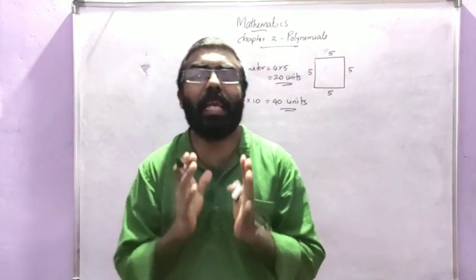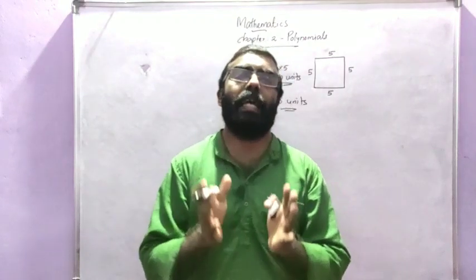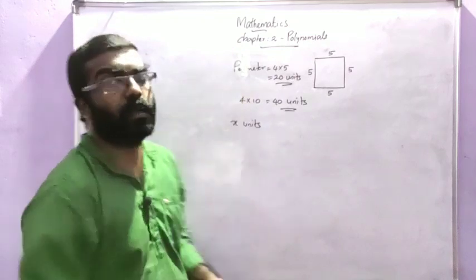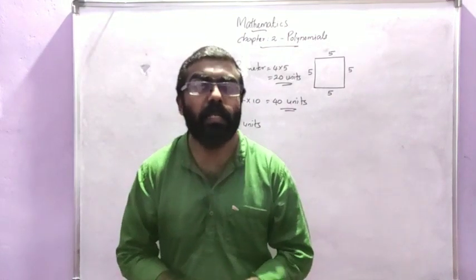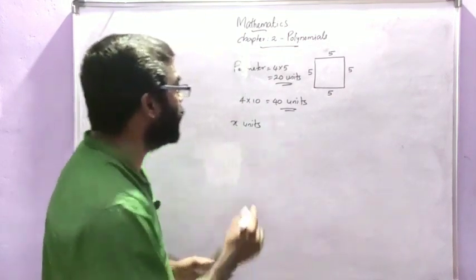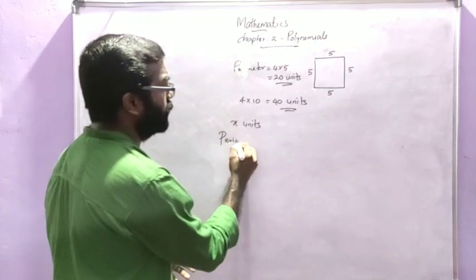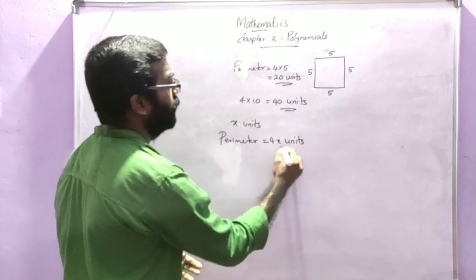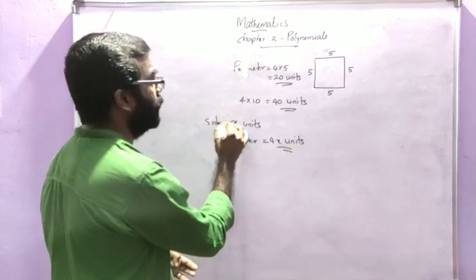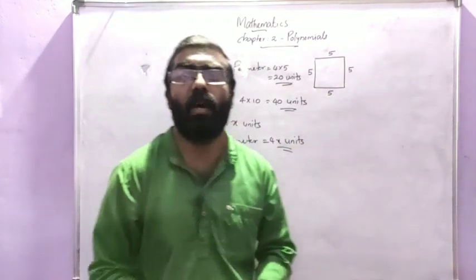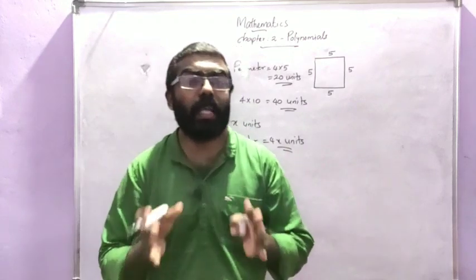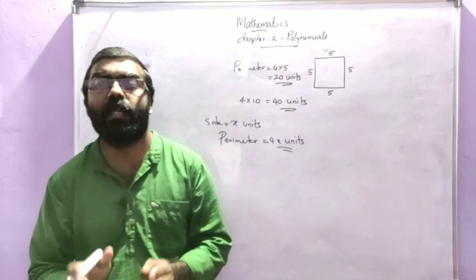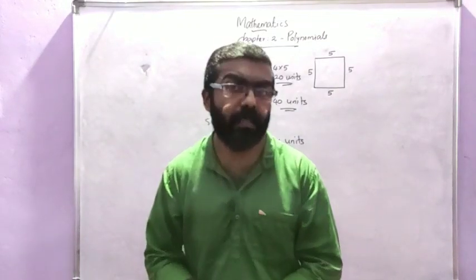In case the length of each side is x units, then the perimeter is given by 4x units. If the side is x units, then the perimeter will be 4x units. So we can conclude as the length of side varies, the perimeter also varies.